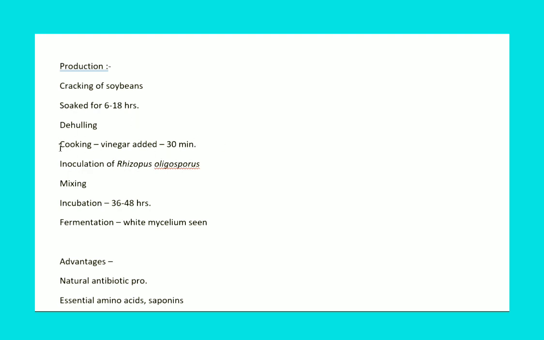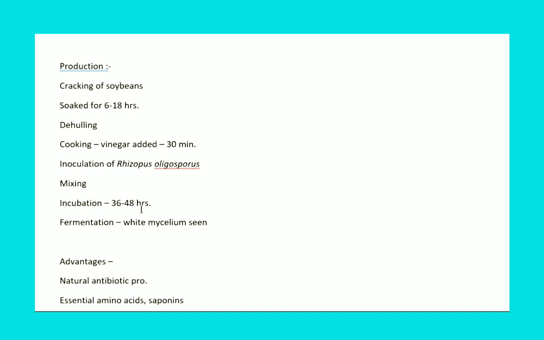After this whole process till cooking, they are inoculated with the mold that I talked about earlier, that is Rhizopus oligosporus. That is the starter that is responsible for the fermentation. After the inoculation, it is very important to mix it so that it distributes uniformly. In order to decrease the risk of spoilage and to increase the fermentation rate, we need to mix it properly. Then there will be incubation for about 36 to 48 hours at about 30 degrees Celsius, and thus fermentation occurs.